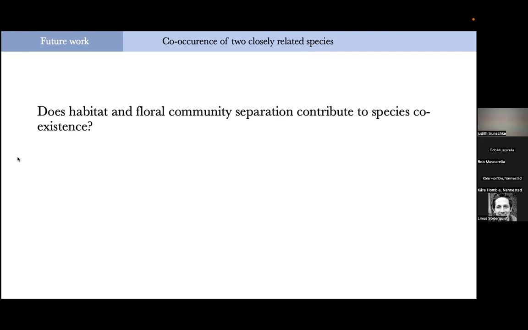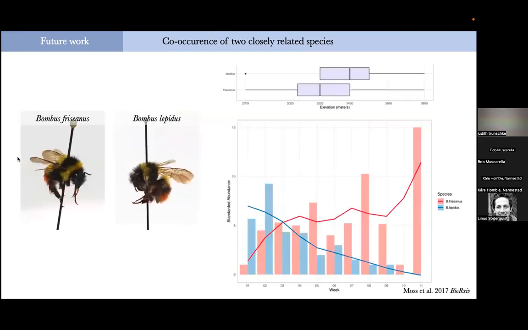And then I showed a lot earlier that two of the most abundant bumblebee species, Bombus friseanus and Bombus lepidus, are co-occurring over space and time. Despite some separation, they still share a lot of their ecological niches. So I would like to investigate this a little bit further. Here's again the graph of the elevational distribution, where you can see they overlap. And here they somehow spread, with one species occurring later in the season and one peaking earlier in the season.